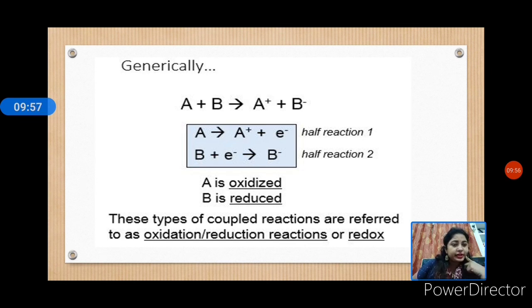One half reaction will show the loss of electron and the second half reaction will show you the gain of electron. Okay, so every reaction can be written in two half reactions. When both are added, then only a complete reaction can be presented. So these types of coupled reactions are referred to as oxidation reduction reactions, or generically we call it redox reaction.